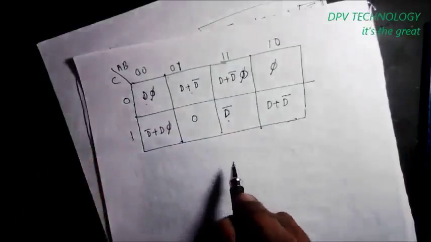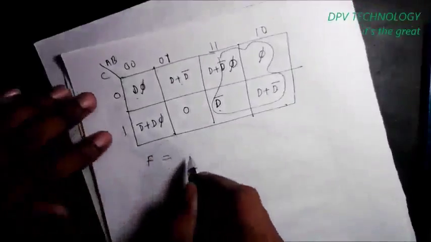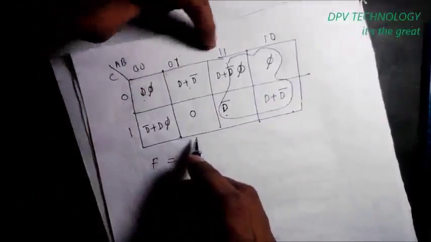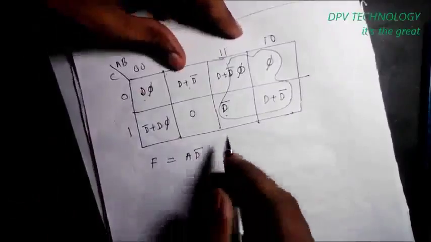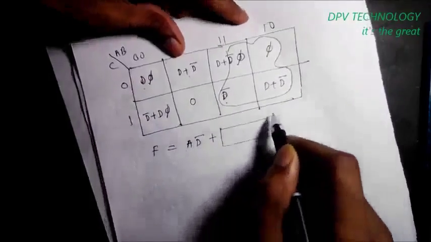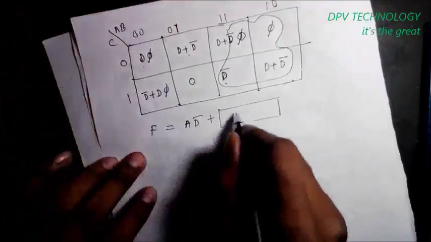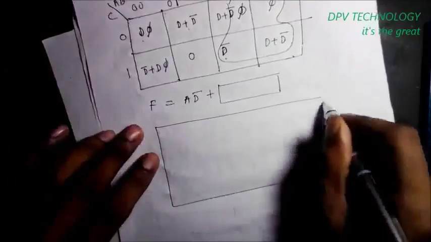How to cover? You can see we have D bar here, don't care here, D bar here. So we can make a group of 4 like this. So we get F is equal to what? A is not changing, so A and D bar. Directly put D bar here, A D bar. And with this we have completed step number 1. Then we will get something in step number 2. Make the table again.